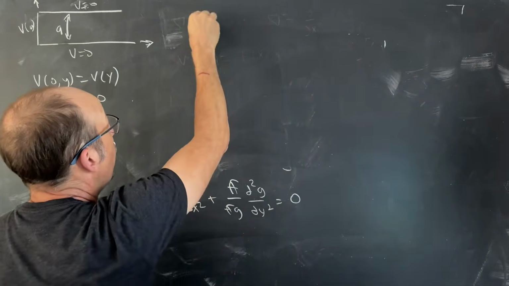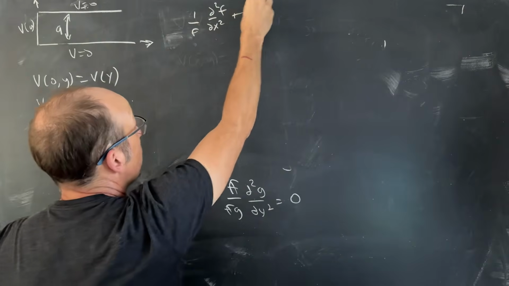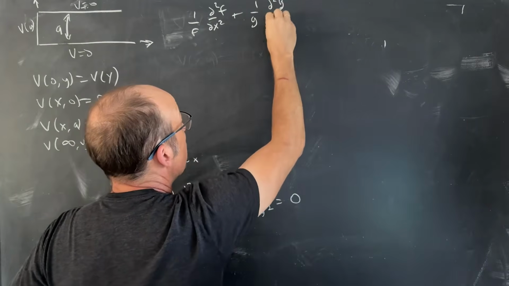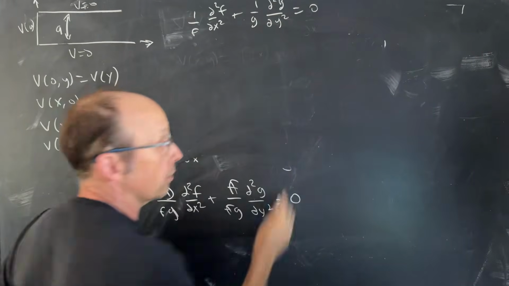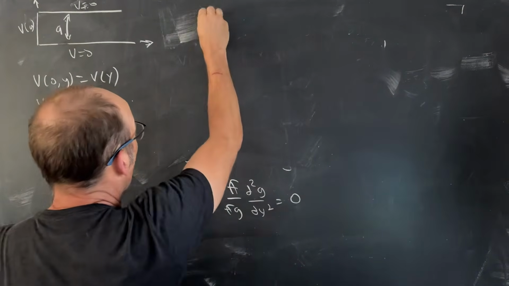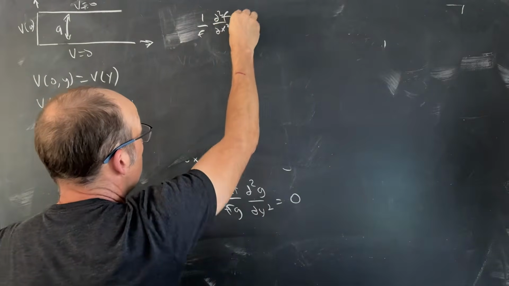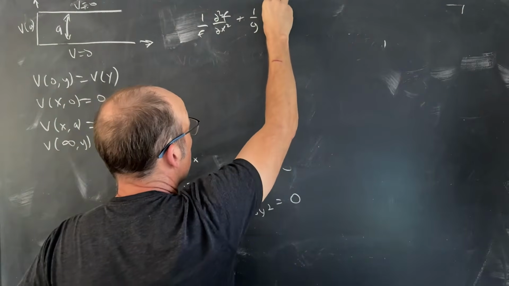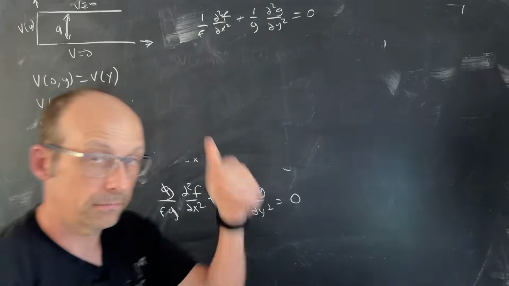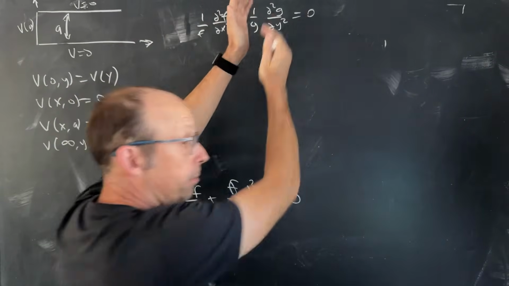I have 1 over f, the second partial of f with respect to x, plus 1 over g, the second partial of g with respect to y is equal to 0. Oh, that's a little high. I want it to be good. Let's erase it. 1 over f, second partial of f with respect to x, plus 1 over g, second partial of g with respect to y is equal to 0. That's better. Okay, now this term only depends on x. This term only depends on y.